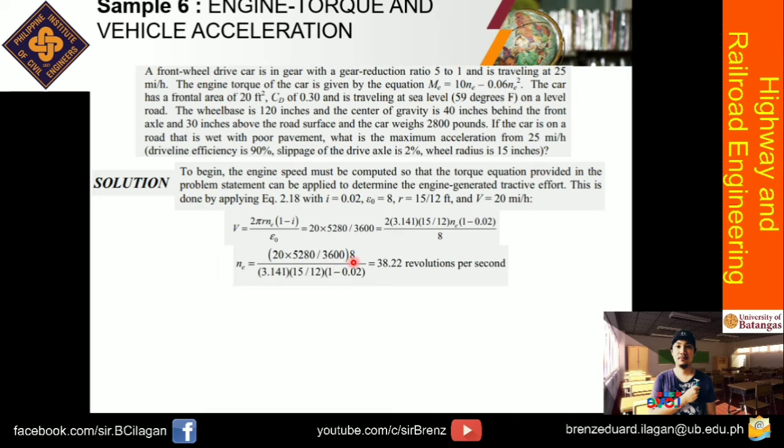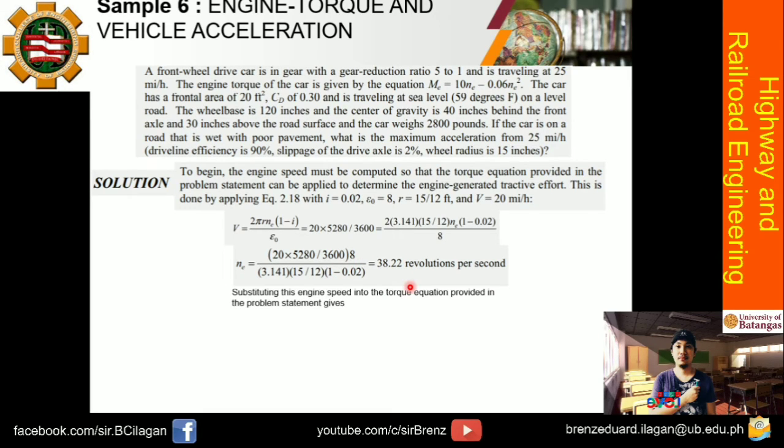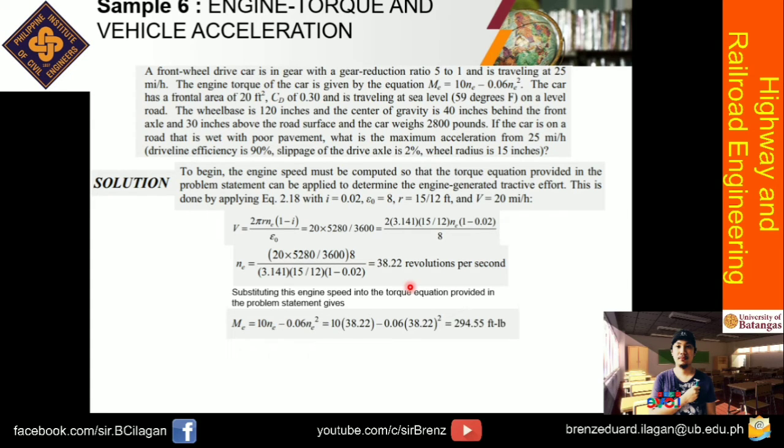So, solve natin in terms of N sub E. Ito yung lumabas na sagot, 38.22. And then substituting the engine speed into the torque equation provided in the problem statement gives M sub E, or 10 times 38.22 minus 0.06 times 38.22 squared. Or the answer for M sub E is 294.55 foot-pounds. So ito yung torque.